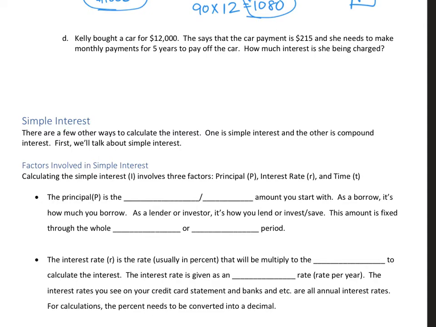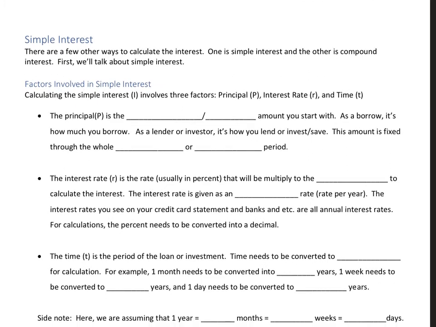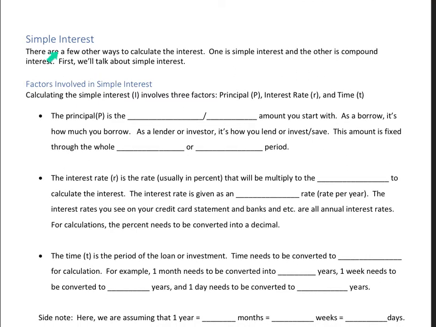Okay, so when you're done with part D, let's look at the simple interest part here. So there are a few other ways to calculate the interest. One is simple interest, the other one is compound interest. We'll talk about simple interest in this worksheet, and the next worksheet is going to be compound interest. So let's talk about simple interest first. Factors involving simple interest. We talked about how there's a percentage and that we care about how much you borrow. So those are the different factors to calculate the interest.